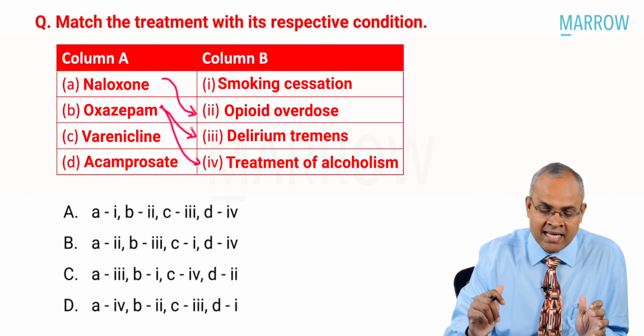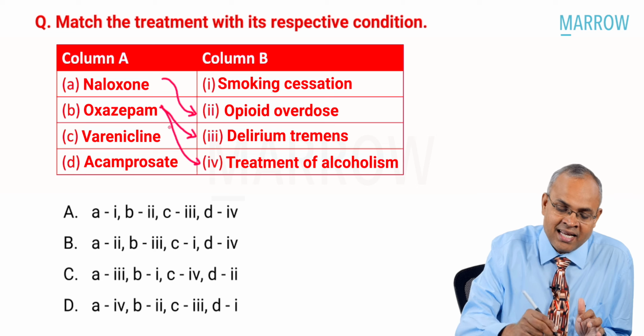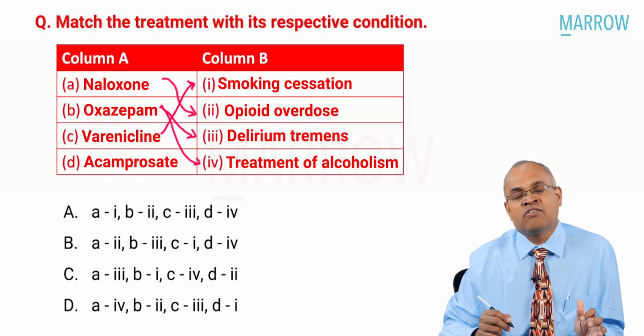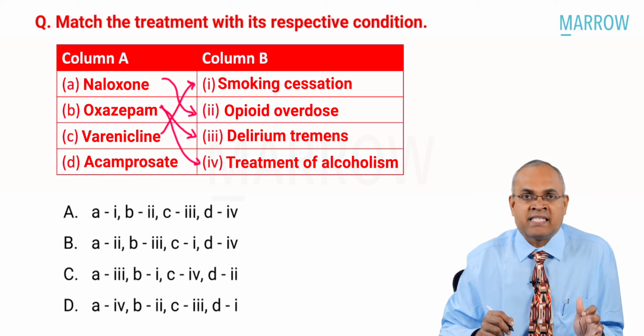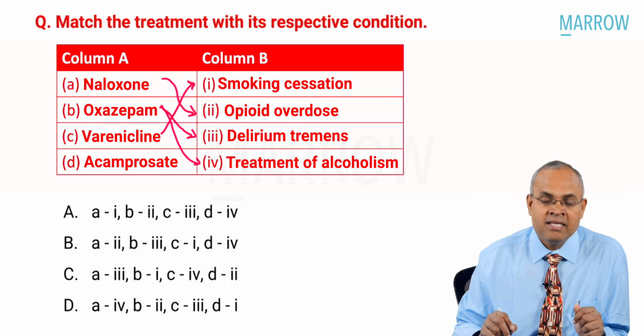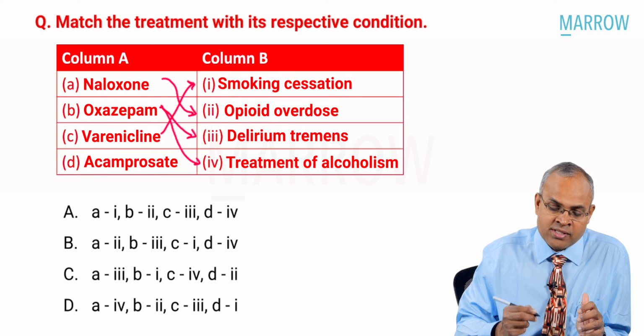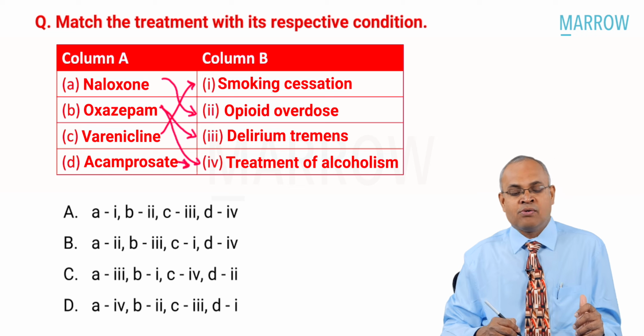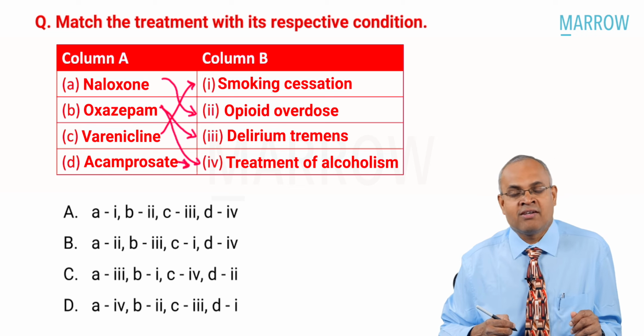Varenicline. What is varenicline we are talking about? Varenicline, we know, is one of the very, very important effective strategies in nicotine cessation. In nicotine cessation, varenicline is known to help. Now, what about acamprosate? Acamprosate is used to reduce craving for alcohol.